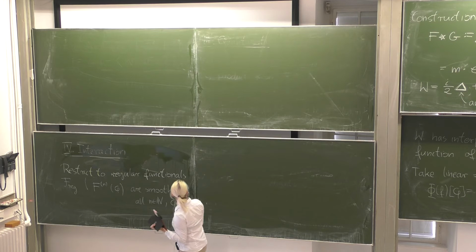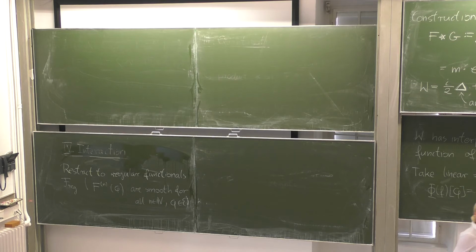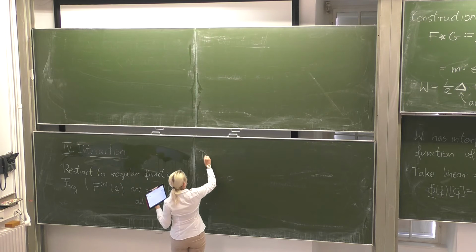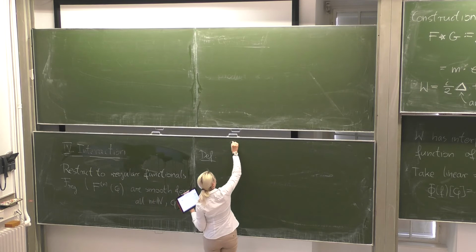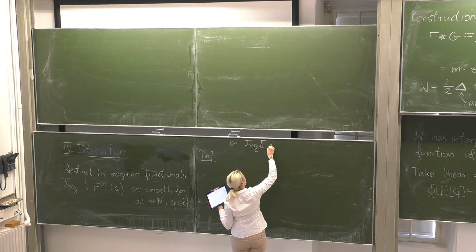You already heard about time-ordered products from Frederic, so you're going to recognize, hopefully, what I'm going to tell you now. So the first object, so everything here is on F regular formal power series. So the first object is the time ordering operator.